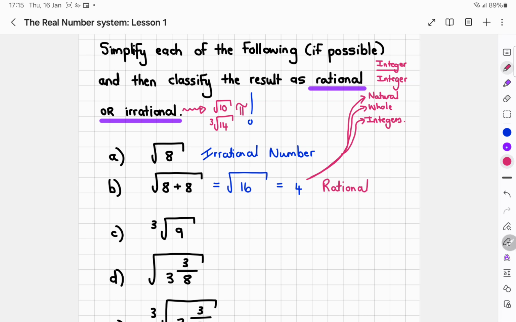The cube root of 9, is that a perfectly cube rootable number? If you don't know, you can put it in your calculator. The cube root of 9 gives you 2.0800838, and so on. So definitely this is an imperfect cube, which makes it an irrational number.